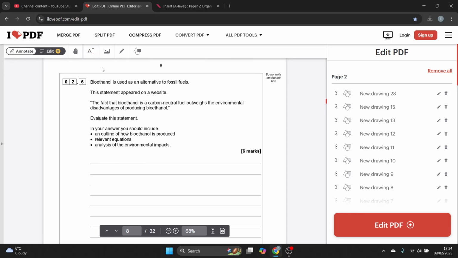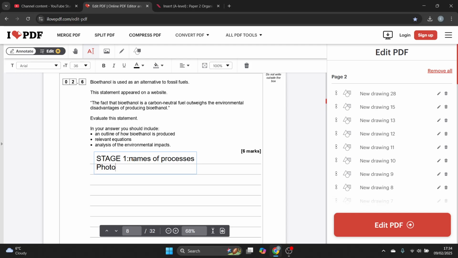Stage 1. Because remember, there are 3 equations you also have to memorize as well. And that's going to play a big part as well. Stage 1. The names of processes.